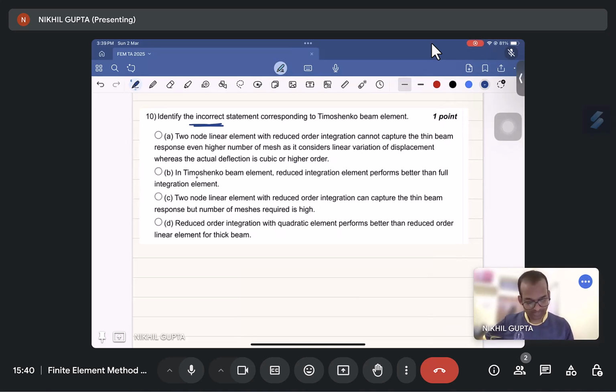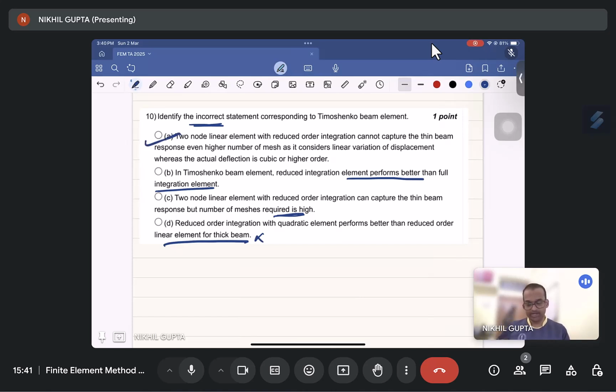Let's see the other options as well. In a Timoshenko beam element, a reduced integration element performs better than a full integration element. This can be a good thing, but it is not always true, so this cannot be the option. Option C is a two node linear element with reduced order integration can capture the thin beam response, and the number of mesh required is high. This is also not correct, it is not the high thing. Reduced order integration with a quadratic element performs better than the reduced order linear element. This is also not correct. So the option is A, which is correct.